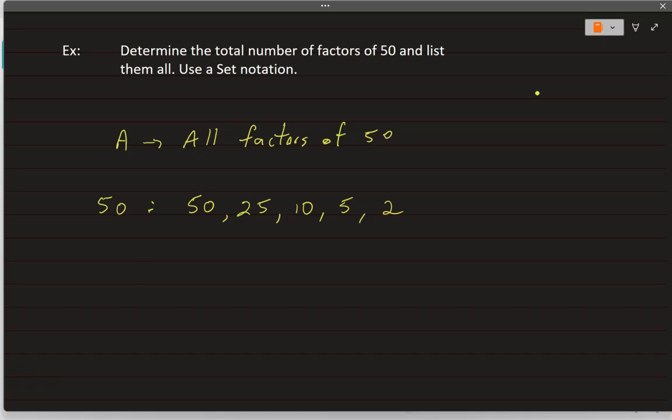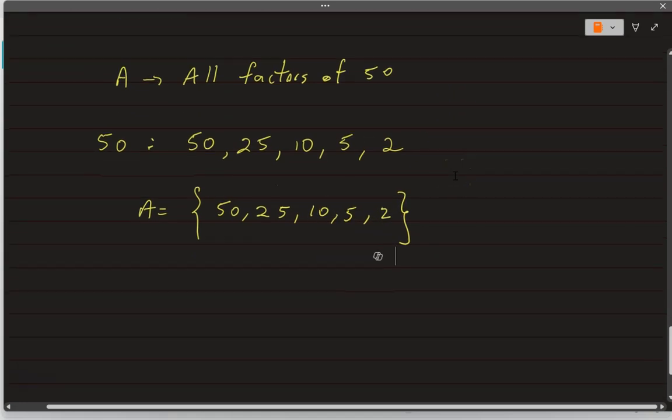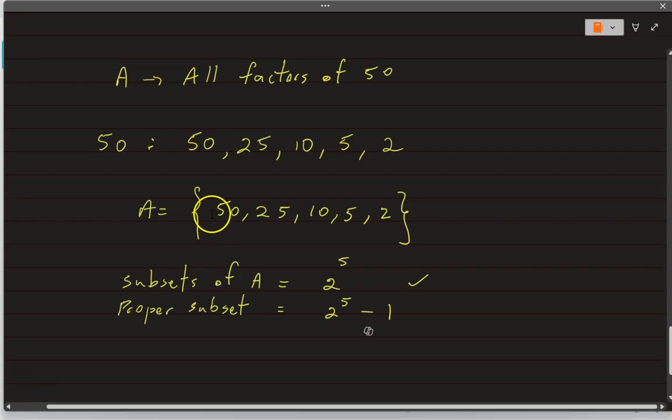So the way we write it is that the set A, and we're going to write it in set notation in this form. Very simple. All right, how many elements do we have? 1, 2, 3, 4, 5. Okay, and it turns out that the total number of subsets of A, with 5 elements in total, is 2 to the 5th, and the proper subset count will be 2 to the 5th minus 1. And remember, in a proper subset, you don't include the entire set itself. Okay, that would be 31 subsets for this set.